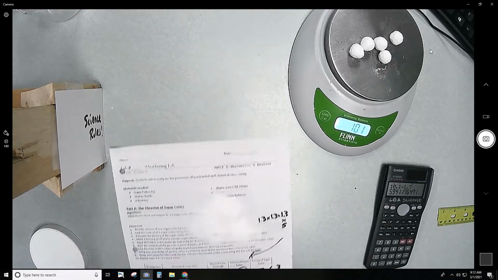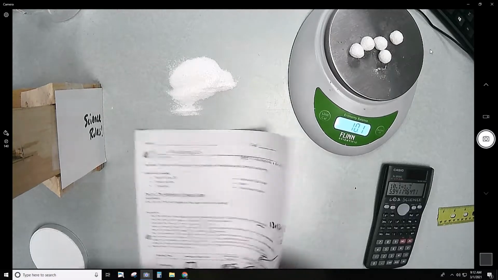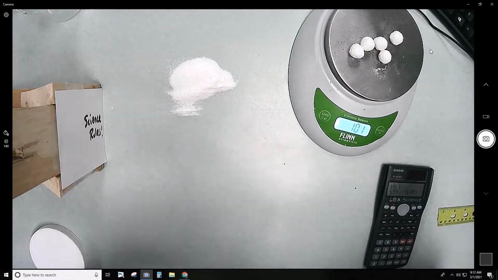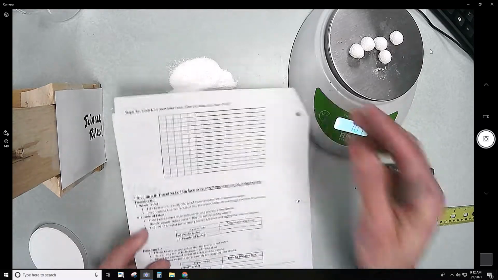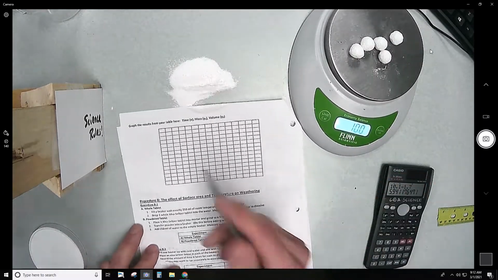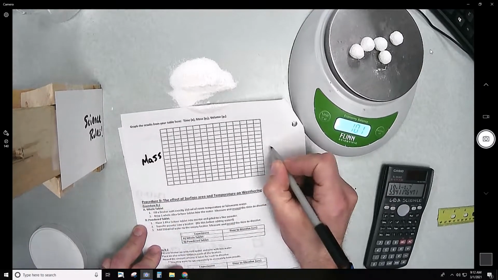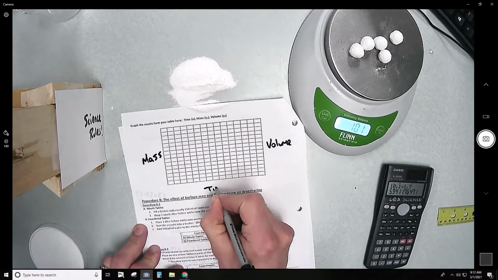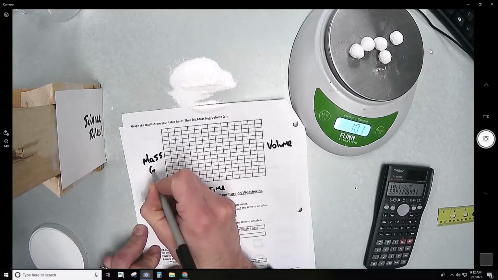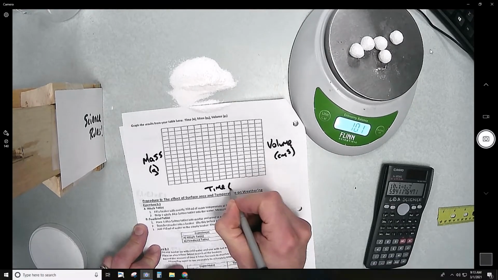Now we have a graph on the next page, which you'll see is a little bit different. Okay, it says a double y-axis graph. So you're going to have two lines on this graph. This side is going to be mass. This is going to be volume over here. And this is time. Okay, don't forget to put units on this thing. And this is seconds down here.